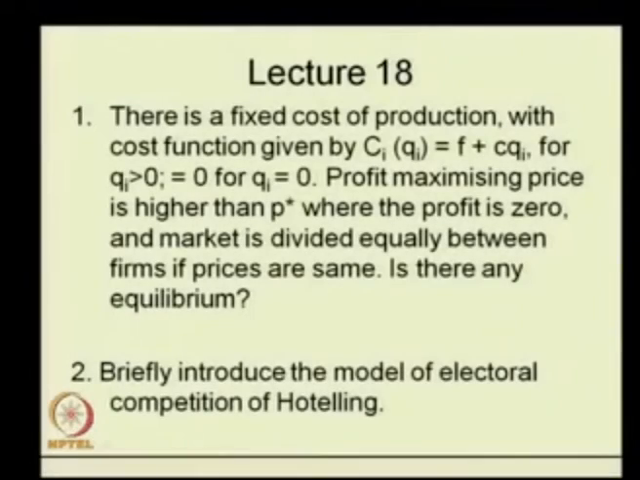There is a fixed cost of production with cost function given by C_i(q_i) equal to F plus c q_i for q_i greater than 0, and cost equal to 0 for q_i equal to 0. Profit maximizing price is higher than P star. What is P star? P star is the price where the profit is 0, and the market is divided equally between firms if the prices are the same. Is there any equilibrium?